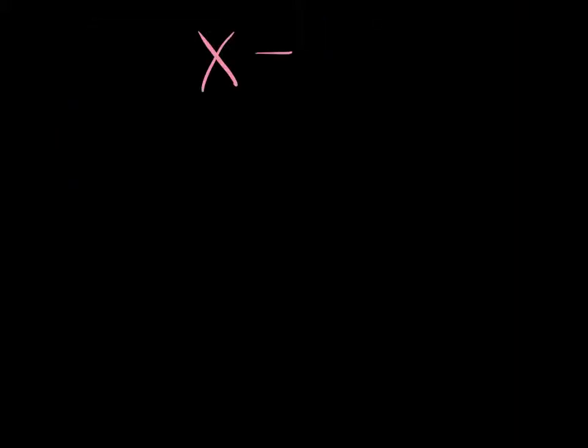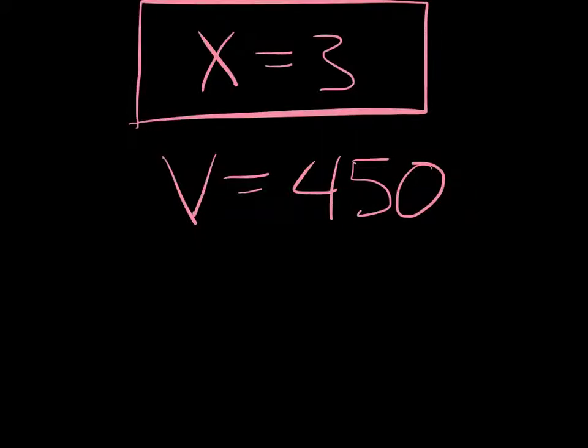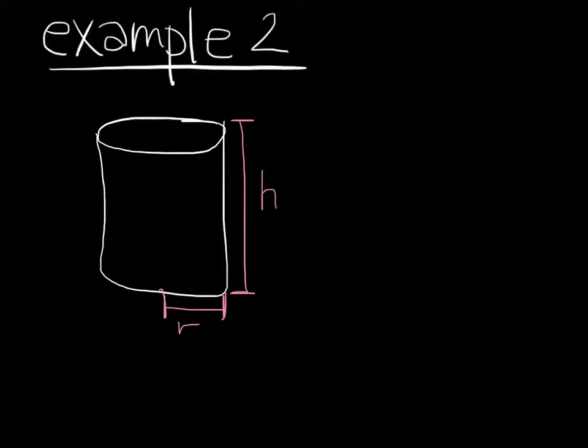Now that we have x equals 3, we must check it. The endpoints 0 and 8 of the domain yield the minimum values 0. For the critical number 3, we obtain that the volume is 450 units cubed, which is the maximum value. Consequently, a 3-inch square should be cut from each corner of the cardboard in order to maximize the volume of the resulting box. Here's another example.